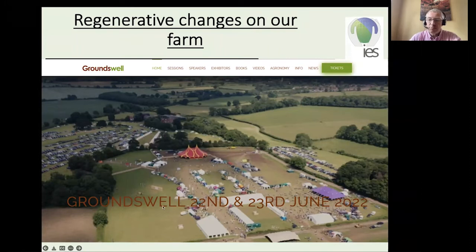Here, we now graze most of our farm using the Savory promoted adaptive grazing approach known as holistic planned grazing, HPG, or adaptive multi-paddock grazing, AMP.